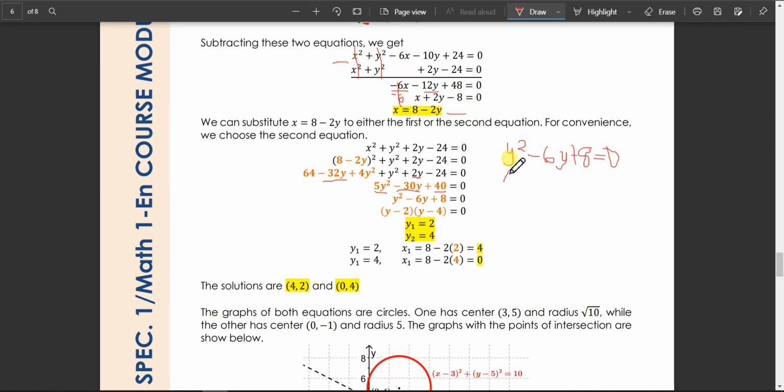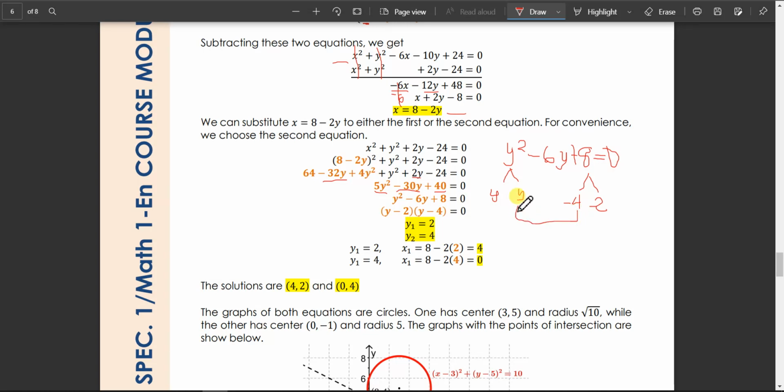So the factors of y squared are y times y. The factors of 8 are 4 and 2, right? 4 times 2 is 8. Since the middle term is negative 6, both should be negative. So negative 4 times negative 2 is positive 8.